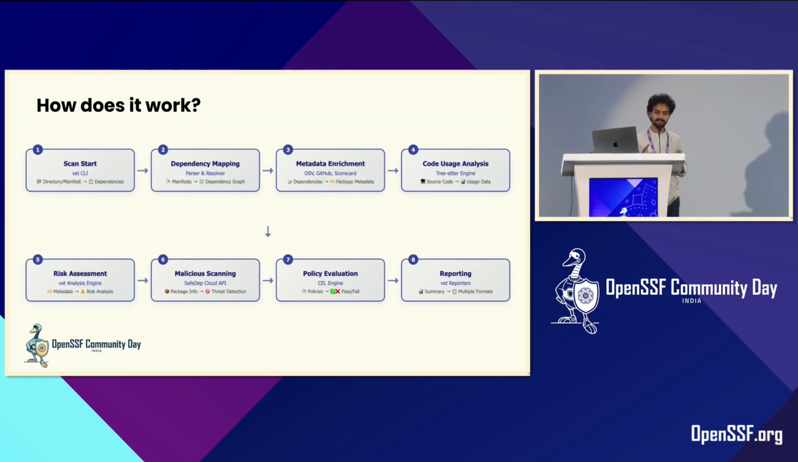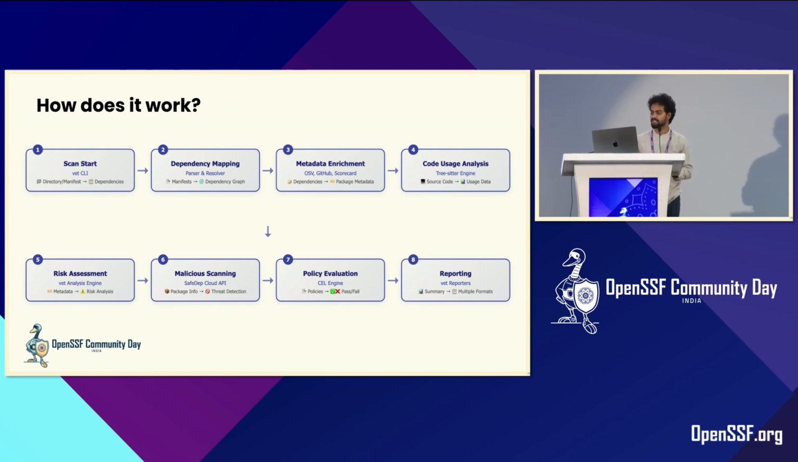To give you a heads up before getting into the demo, here is how it all works. It all starts with the CLI. Currently it's all CLI driven, where you scan the repository or the image, and then it performs dependency mapping through the manifest or the graph that it generates. Then it goes to metadata enrichment from various sources. VET also contributes by reporting vulnerabilities to the OSV database, and it has an integration with the OpenSSF Scorecard, bringing all the data together.